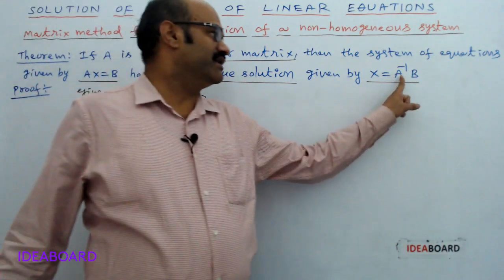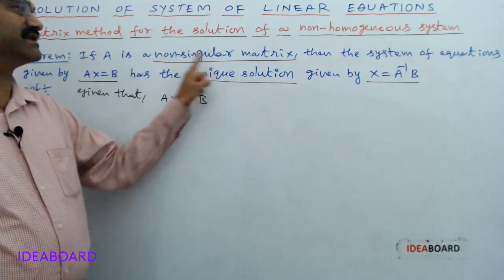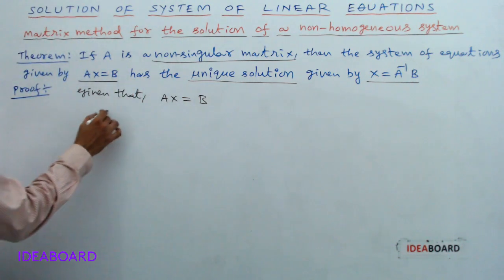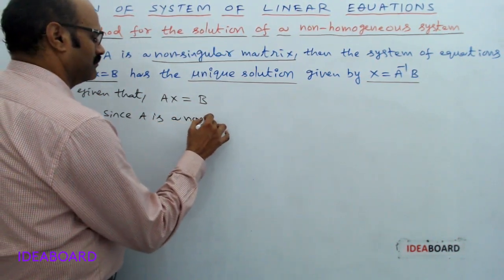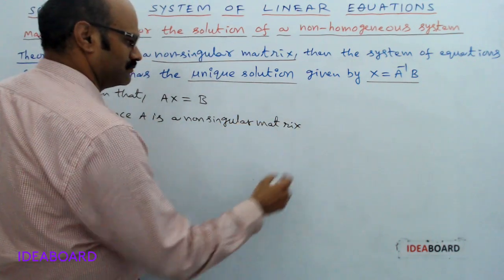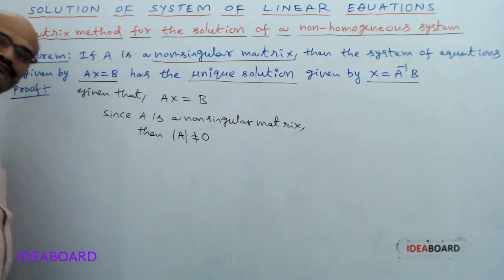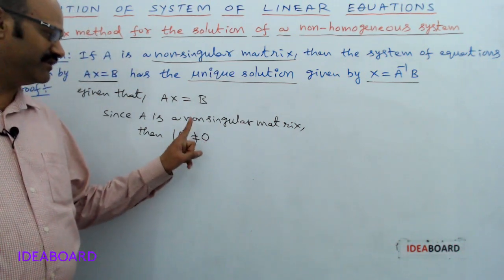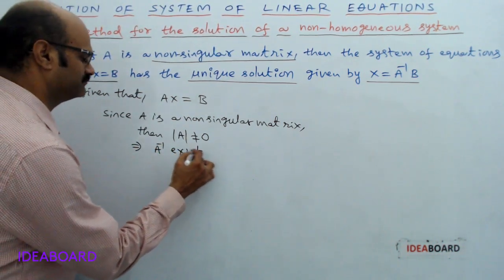We know that A inverse exists only when det A not equal to 0. Since A is a non-singular matrix, det A not equal to 0. When det A not equal to 0, clearly A inverse exists. So A inverse exists.